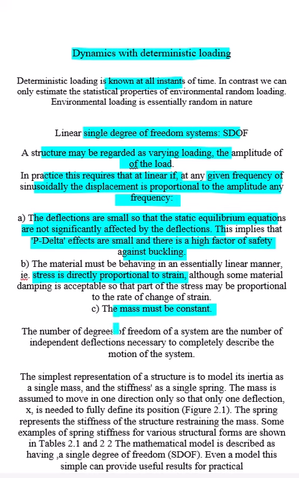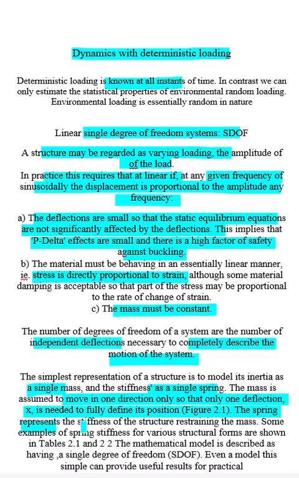The number of degrees of freedom of a system is the number of independent deflections necessary to completely describe the motion of the system. The simplest representation of a structure is to model its inertia as a single mass and its stiffness as a single spring. The mass is assumed to move in one direction only, so that only one deflection x is needed to fully define its position.